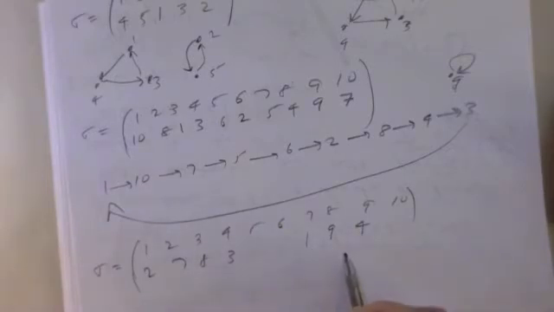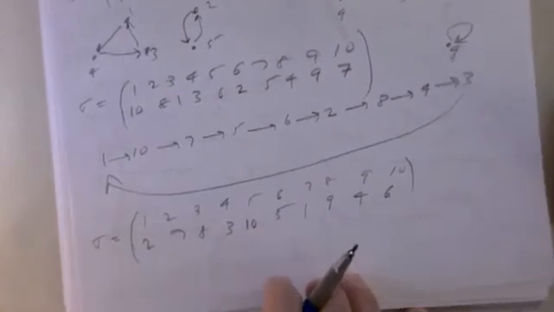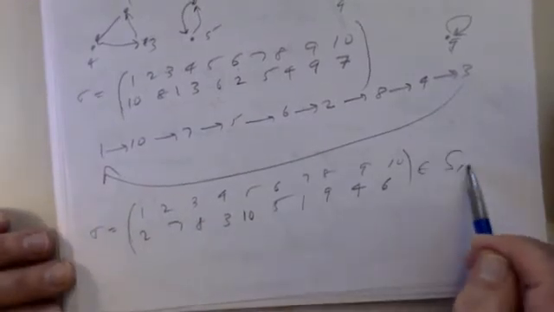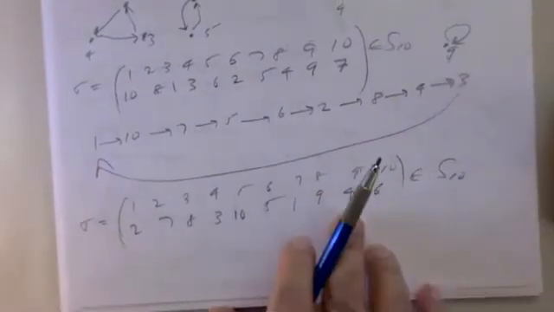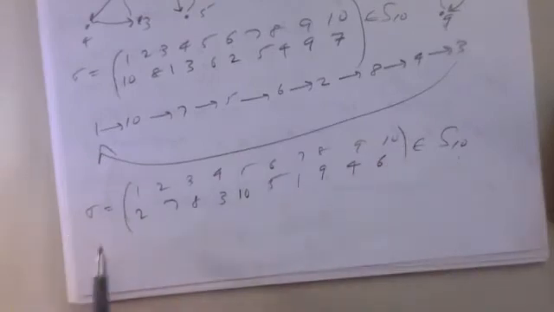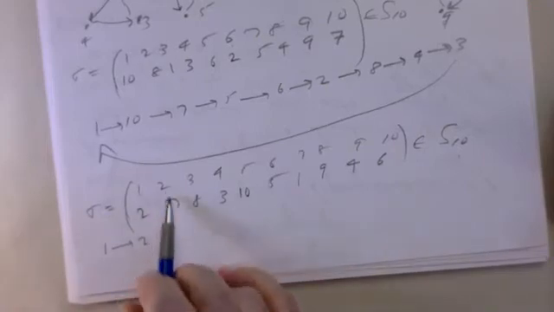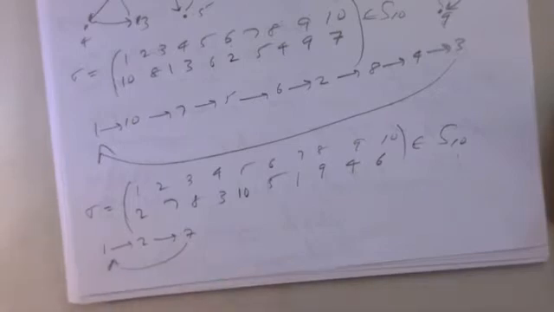Let's see, I have 1, 2, 3, 4. Yeah, I think I have every number once. So let's look at this permutation. So this is also a permutation in the symmetric group S10. If I just start with the number 1 and follow it around, 1 goes to 2, 2 goes to 7, 7 goes back to 1. So that's a little 3 cycle. There are 3 numbers in this cycle. And I've used 1, 2, and 7.